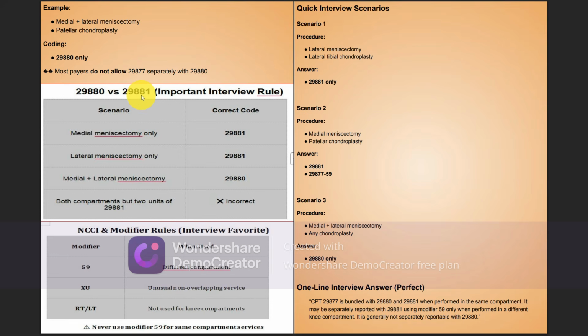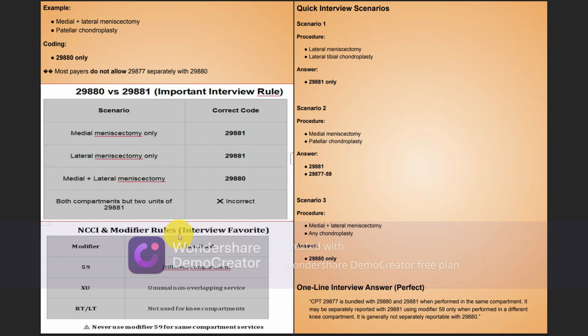29880 versus 29881, important interview rules. Scenario: medial meniscectomy only, 29881. Lateral meniscectomy only, 29881. Medial plus lateral meniscectomy, the code is 29880. Both compartments, but two units of 29881 is incorrect.